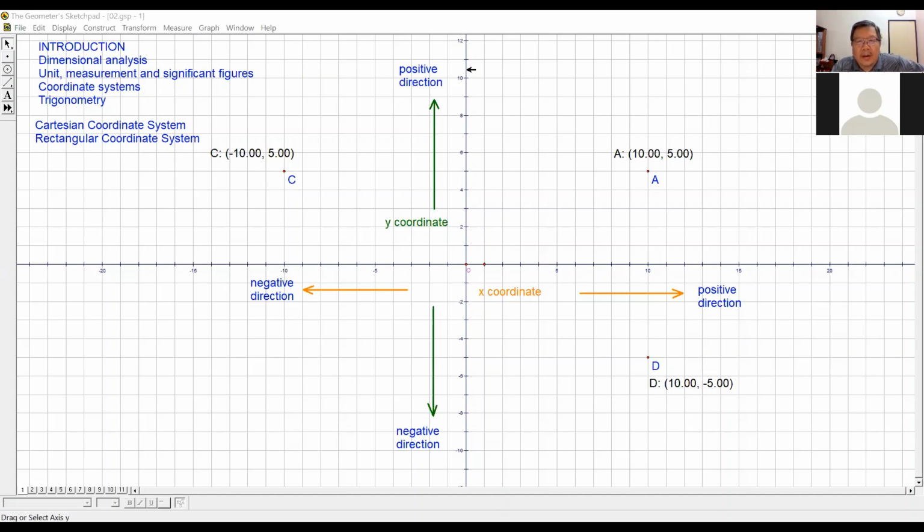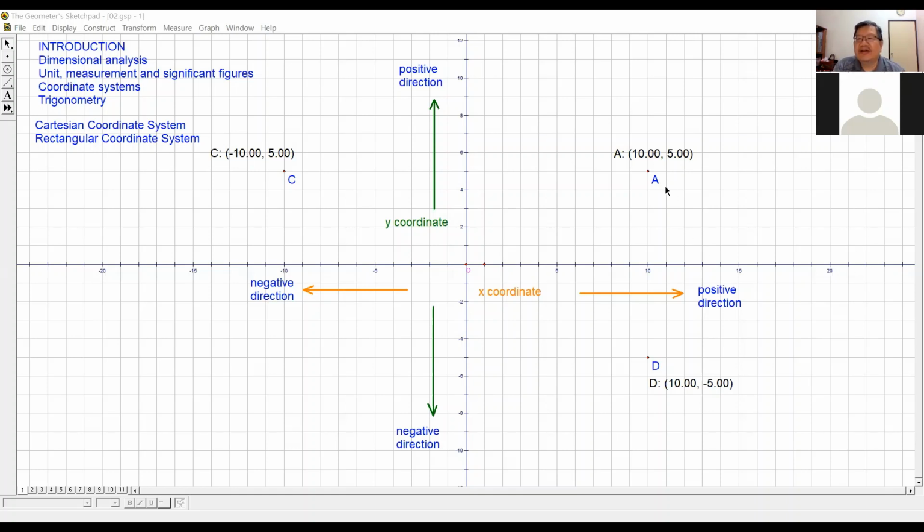The Cartesian system has two dimensions. One is the x dimension, the other one is the y. The two dimensions will give us two numbers, a pair of numbers. Now, this pair of numbers shows us the position of a point.